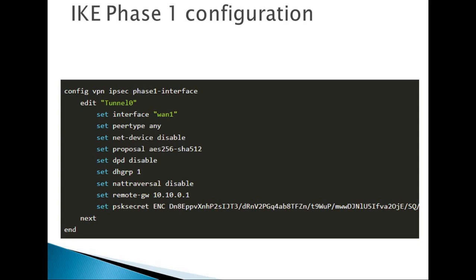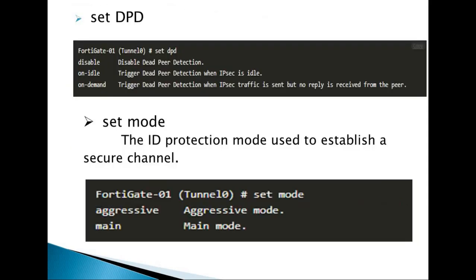By default it will be disabled, and peer detection we are choosing here as disable, so it should be on demand, depending upon the need. We'll see what it is in the next slides. The DH group I'm choosing 1, and NAT-Traversal I'm disabling here, and the remote gateway is a public interface, and the pre-shared key should be similar for both the ends. And set DPD: there are three modes available, disable, on idle, on demand. It's better to choose on demand.